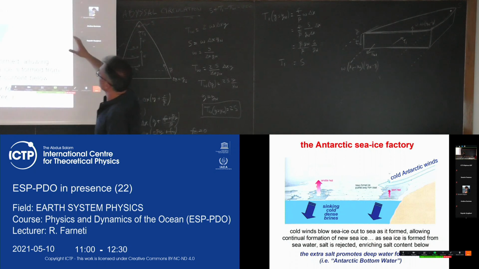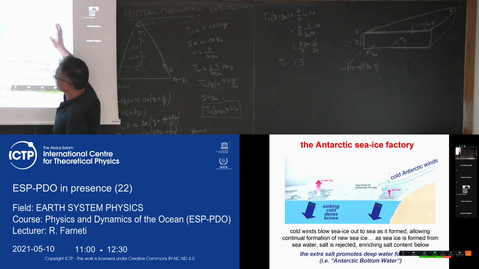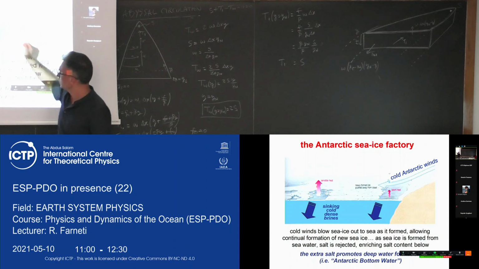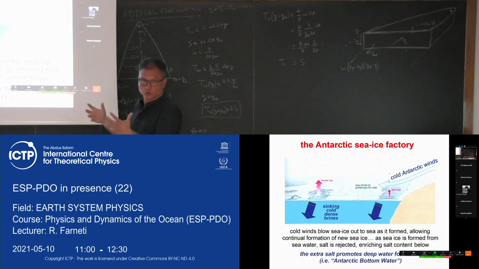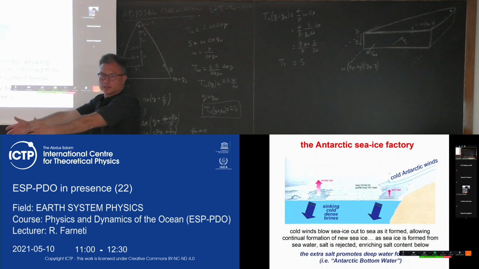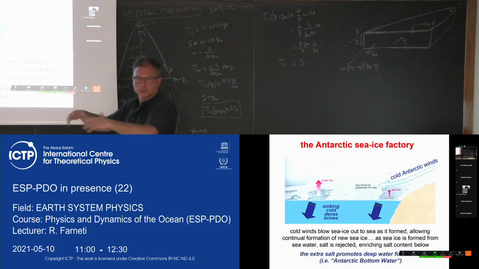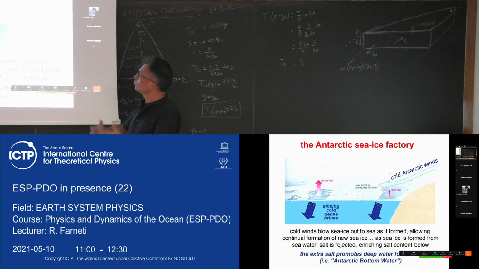But actually there are cold winds that blow the sea ice away from the continent. And if you blow the sea ice away from the continent, then the surface ocean is again in contact with the atmosphere, and you can form more sea ice. And so you expel more salinity around you, and you form more bottom water. Then the sea ice is blown again out into the sea, and you can form more sea ice. So you continuously form sea ice, and you continuously produce Antarctic Bottom Water.